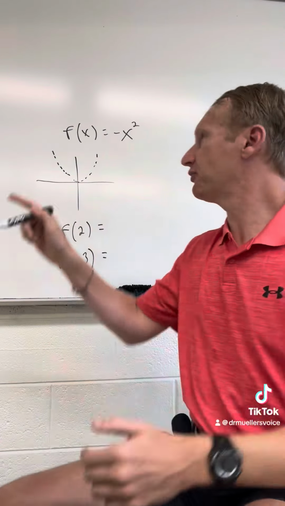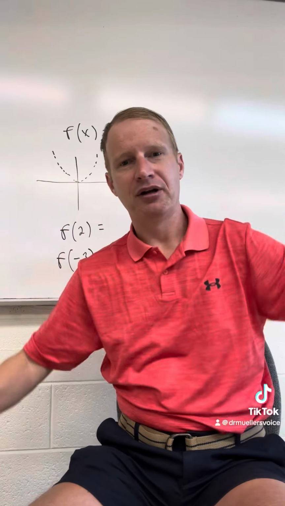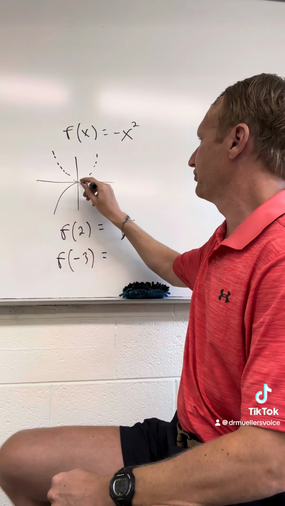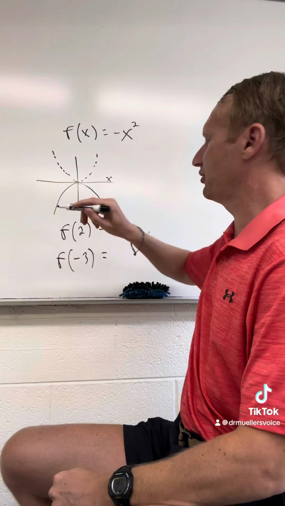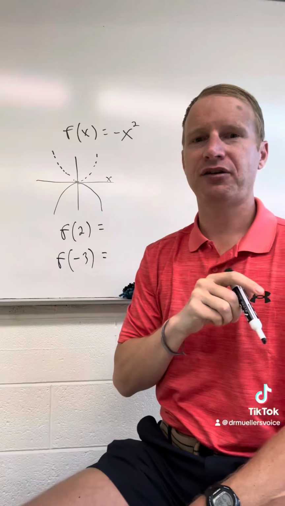So if we put a negative sign in front of it, that's going to take the parabola from the top down so that it goes under. So it's going to look like this. It's going to reflect over the x-axis, right? That's the x-axis, and the parabola reflects over the x-axis.